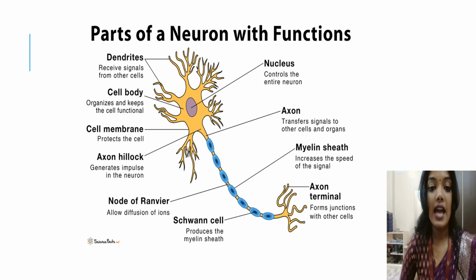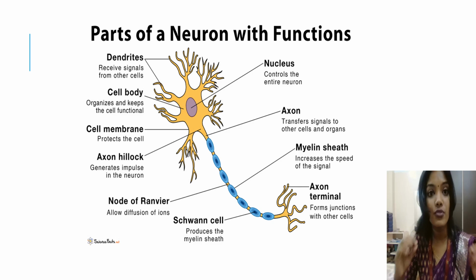As you can see here, this is the basic structure of a neuron, the building block of the nervous system. Just like any other cell, the neuron cell body will also contain different organelles like endoplasmic reticulum, mitochondria, lysosome, ribosome. But here we will be focusing on the major parts of the neuron. The cell body contains a nucleus which controls the entire neuron. It contains genetic material.